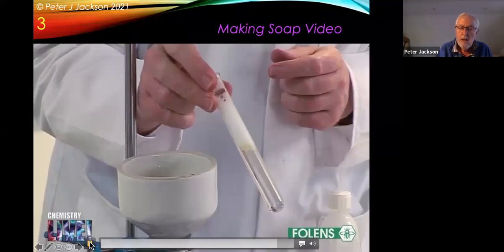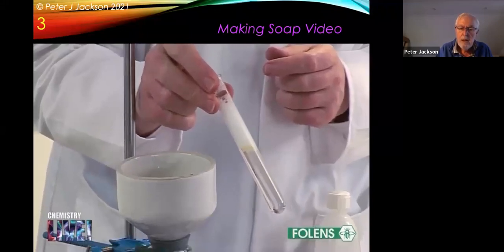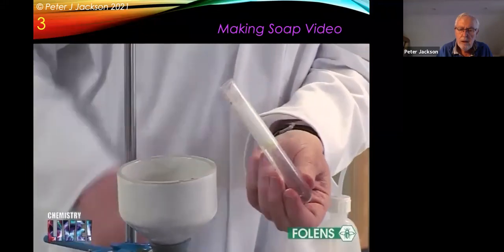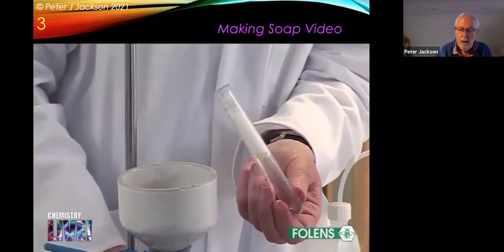Soap made like this looks different than the soap you buy in a shop. This is because when soap is made commercially, other ingredients like perfumes and colouring agents are added to make it more attractive.